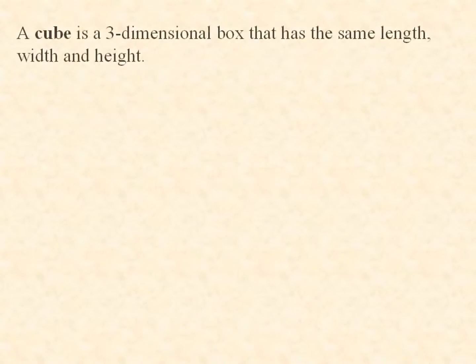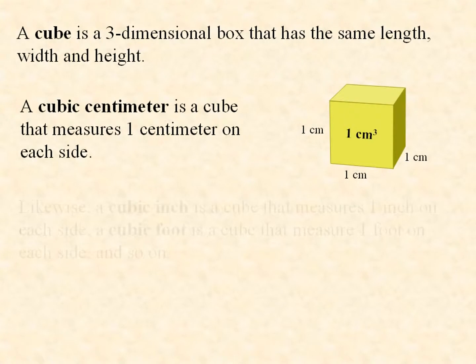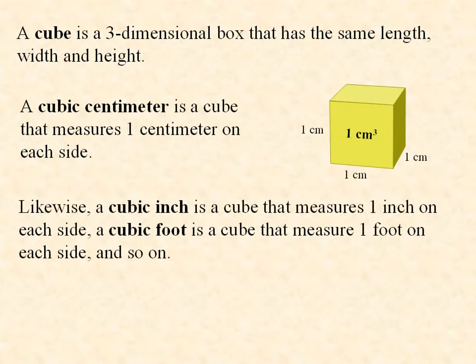A cube is a three-dimensional box that has the same length, width, and height. A cubic centimeter is a cube that measures 1 centimeter on each side. Likewise, a cubic inch is a cube that measures 1 inch on each side. A cubic foot is a cube that measures 1 foot on each side, and so on.